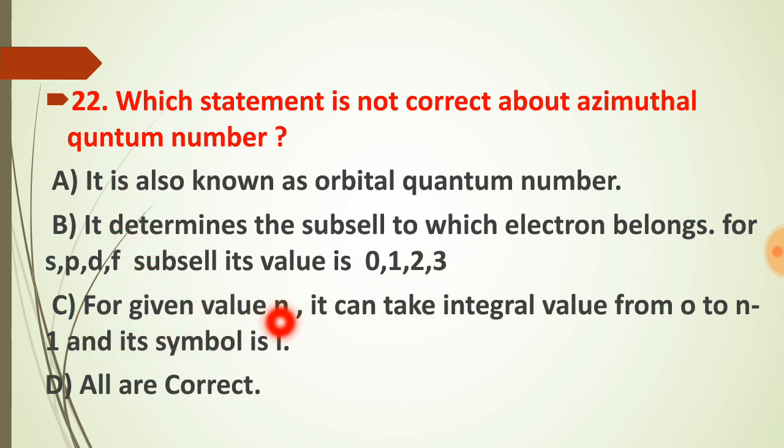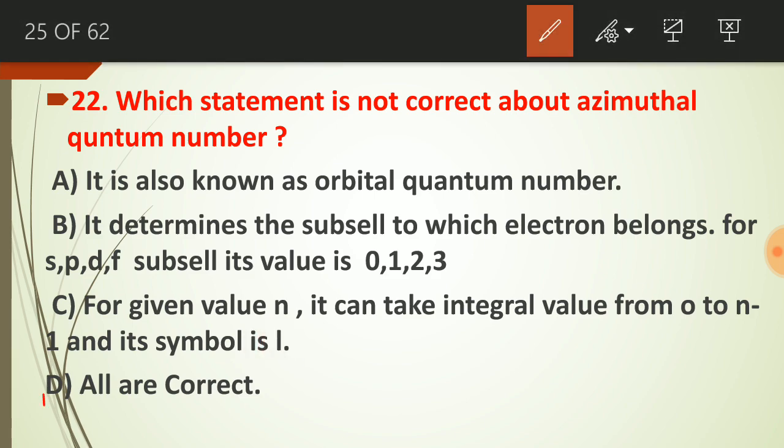For a given n, means for a given principal quantum number, the azimuthal quantum number takes integral values from 0 to n minus 1. Its symbol is L. These all are correct about azimuthal quantum number. It is orbital quantum number because it gives the orbit in which the electron lies. There are S, P, D, F, and S takes value 0, P takes value 1, D takes value 2, and F takes value 3. For a given n, its value rises from 0 to n minus 1.